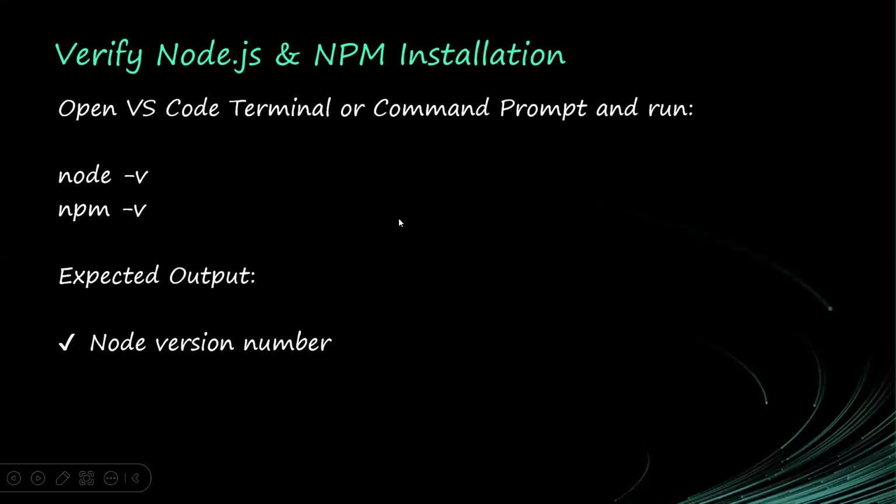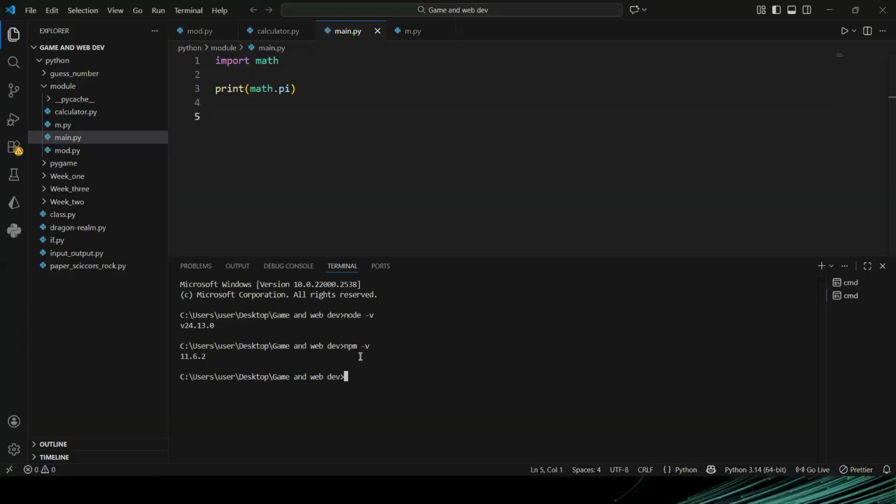So expected output, you will see the Node version number. You would also see the npm version number, and that is exactly what we have seen in our terminal here. So if you're not getting it correctly, make sure you're typing node hyphen v, npm hyphen v. Another way of doing this is this.